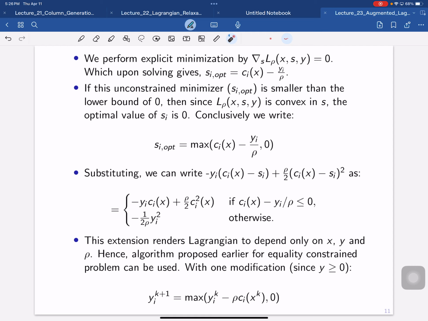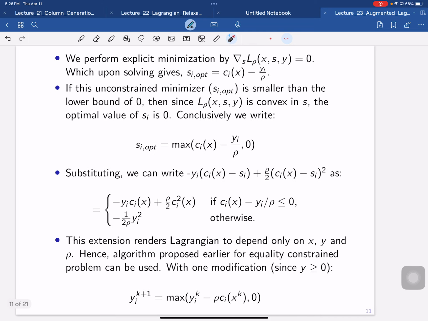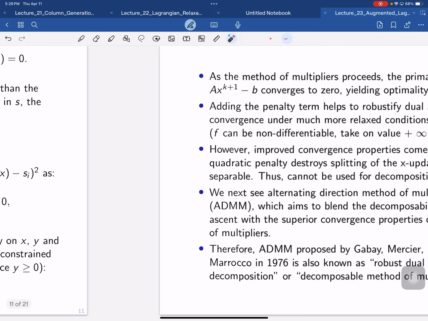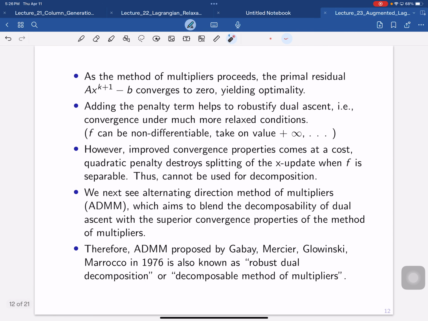Okay, so now with that you can get rid of the slack variables, right? Because you already know the optimal value of the slack variables for any given x. But x is unconstrained, so you can use the previous method to solve this problem here. And similarly, you can update the dual variable using what we have discussed before. Okay, any doubts here? I'm not going into the details of the algebra here. Okay.